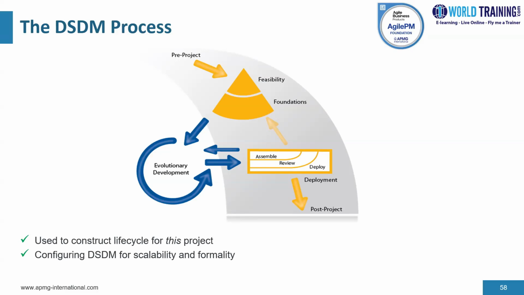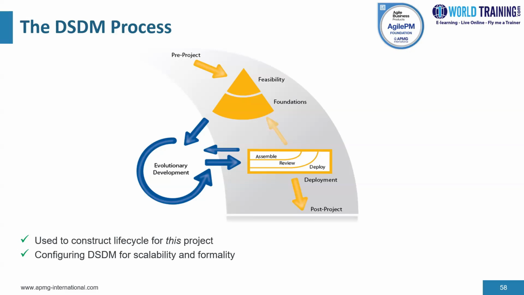So a quick summary of this slide. DSDM provides an iterative and incremental process with a total of 6 lifecycle phases, i.e. pre-project, feasibility, foundation, evolutionary development, deployment, and post-project. Each phase has a specific purpose, as we looked at, together with a number of defined products intended to support the evolution of the solution and the smooth running of the project.